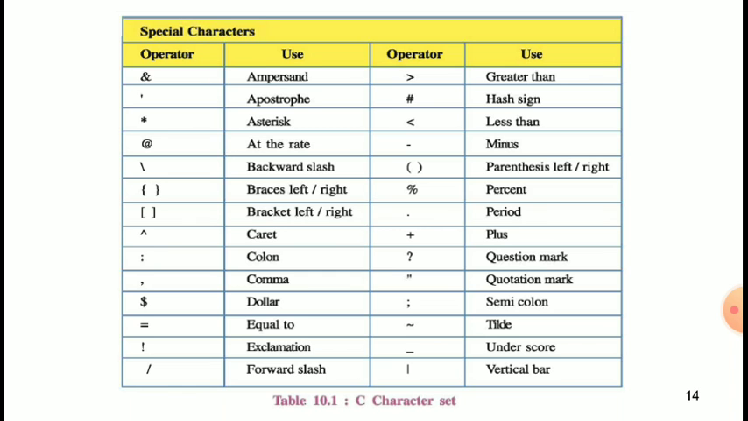that is a double quotation mark. Next is a semicolon, next is a tilde, underscore, and then vertical bar. So that is the C character set.